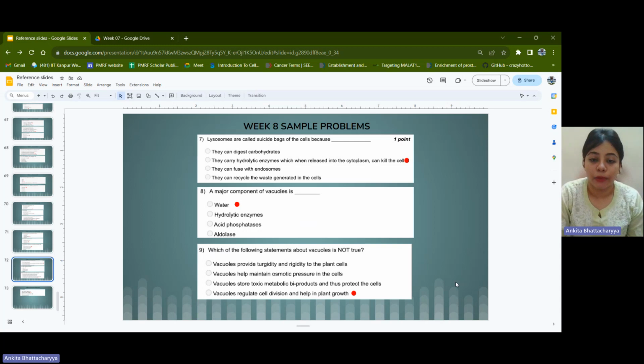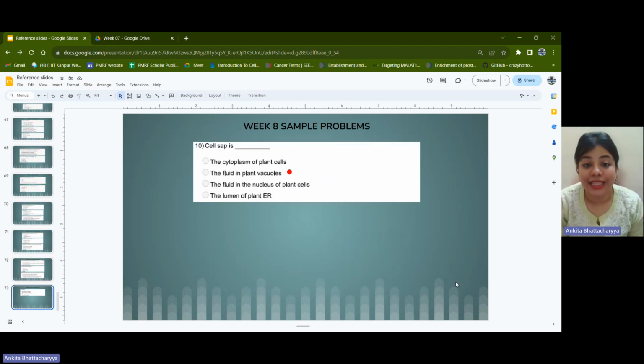Then in question 9, we are asked which of the following statements about vacuoles is not true. They provide turgidity and rigidity to the plant cells. They help maintain osmotic pressure in the cells. They store toxic metabolic byproducts and thus protect the cells, or they regulate cell division and help in plant growth. So option D is certainly not something that vacuoles do. Option D is the correct option, that it does not regulate cell division or help in plant growth.